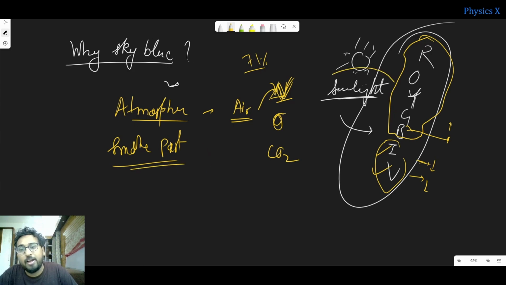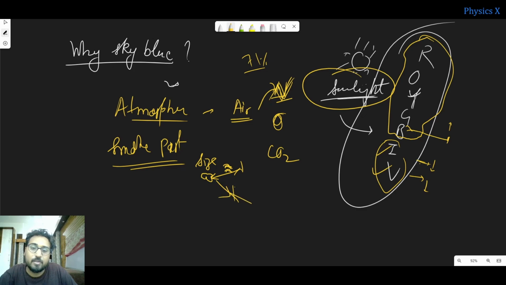So this sunlight will be striking these particles, whose size is comparable to the wavelength of this sunlight. Now what happens? This light will get scattered. Now you know that the least wavelength of the light will be more scattered.